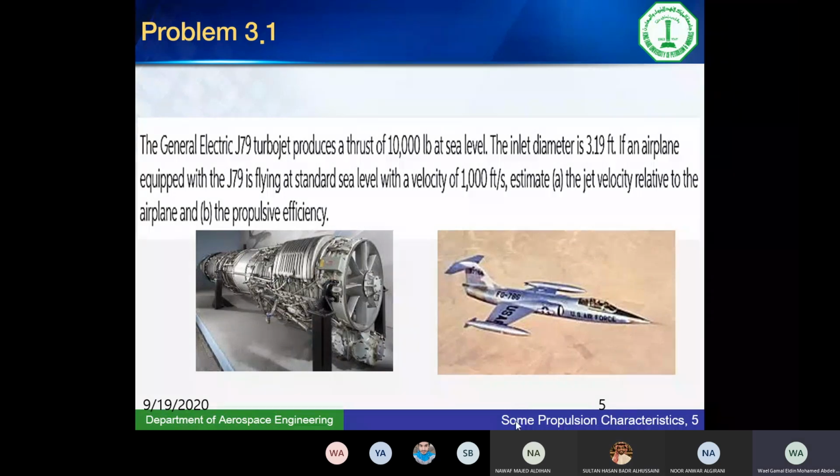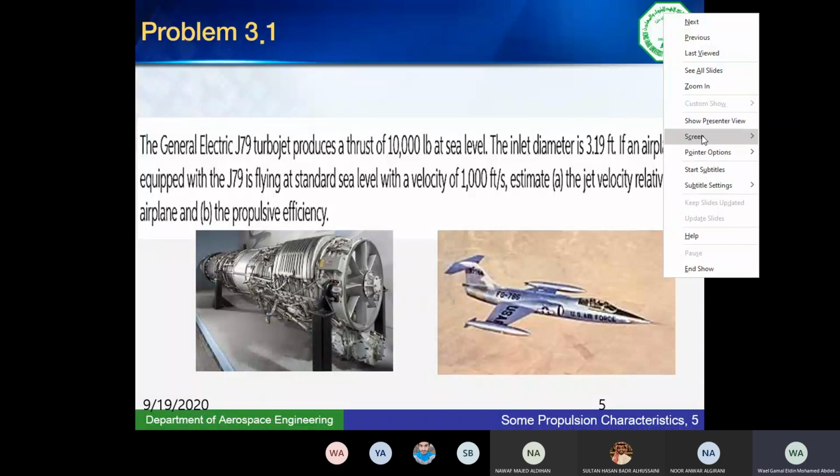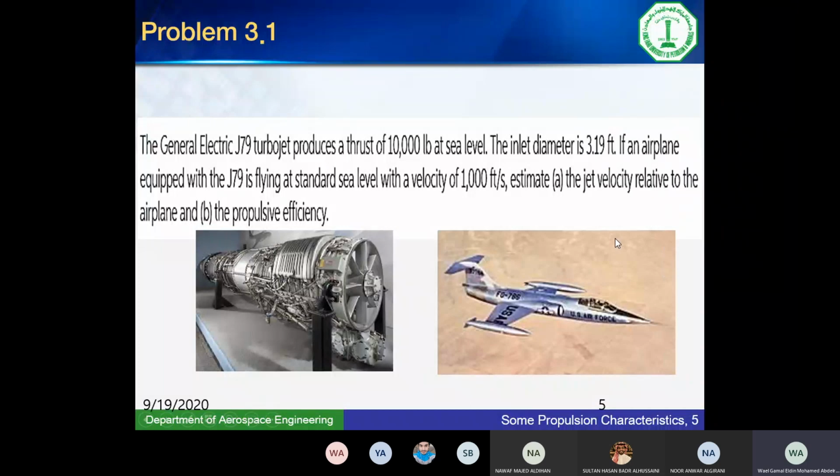Okay, so let's see. First, we have the thrust, we have the speed, and we have the diameter. These are the only pieces of information that we have. So we have to figure out an equation that would relate these.